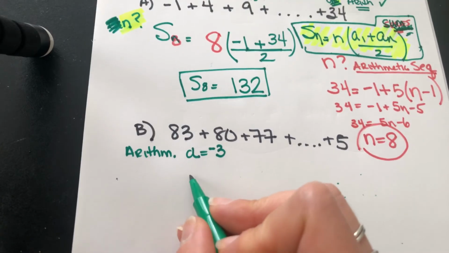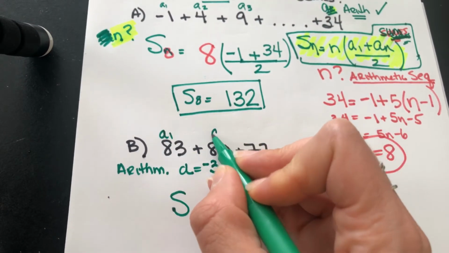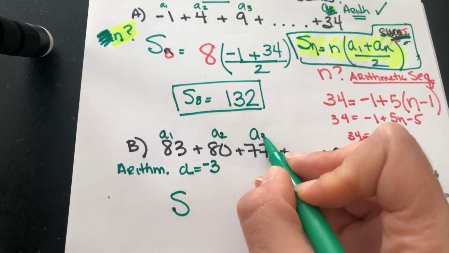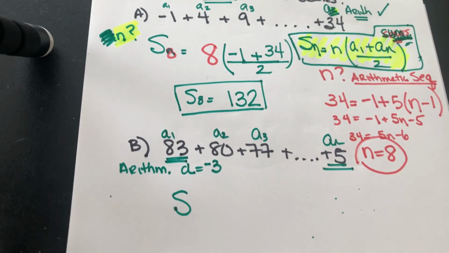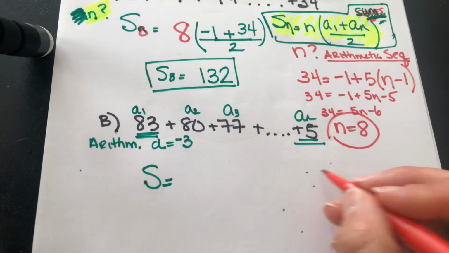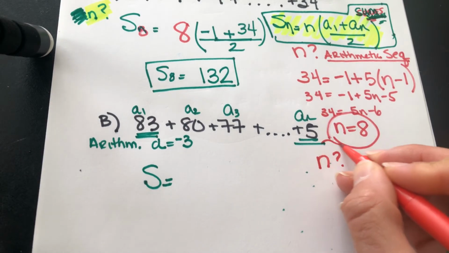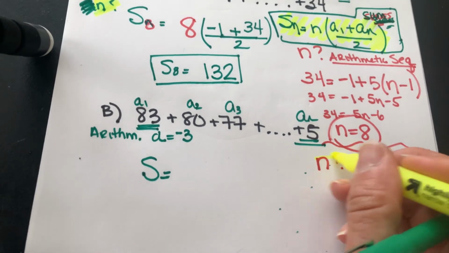Okay, so here I'm going to start. S. I know A1, A2, A3, AN. So I have my A1, I have my AN, I don't know what N is. So one more time, I might want to write this like a question mark just so you guys can understand, like, what is it I don't have? I don't have N.